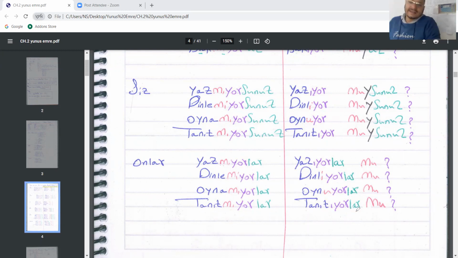Here, why do I say it like that? Yazıyorlar mı? It's different from all the previous situations. Here, ler or lar, these adds will be put directly after the verb, not with the question tool. To be yazıyorlar mı, dinliyorlar mı, oynuyorlar mı, tanıtıyorlar mı?